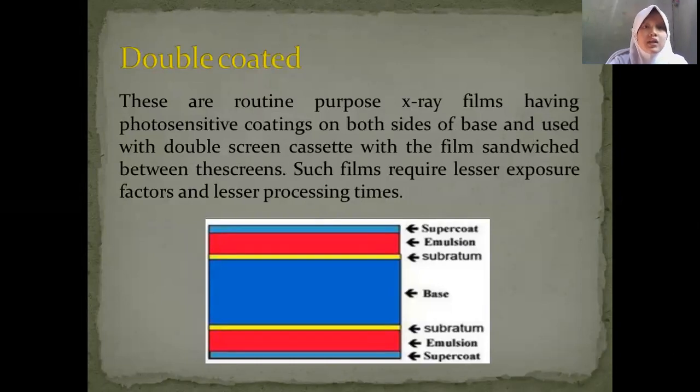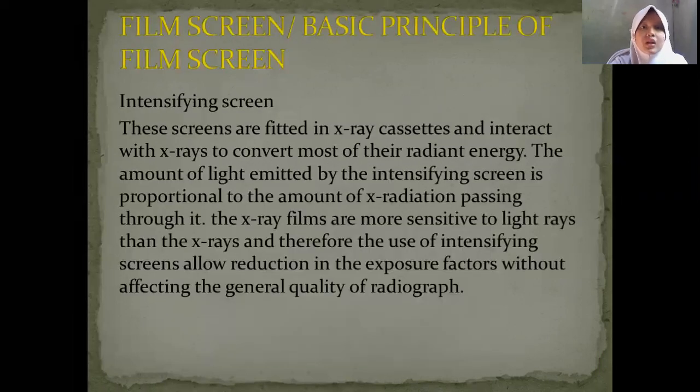Double coat. These are routine purpose X-ray films having photosensitive coating on both sides of the base and used with a double screen cassette, with the film sandwiched between the screens. They record with lower exposure factor and lower processing time.